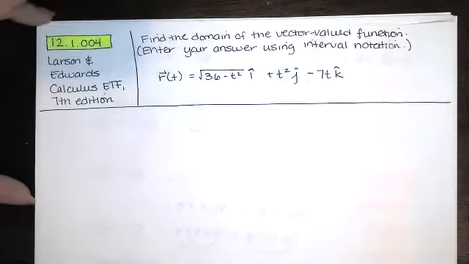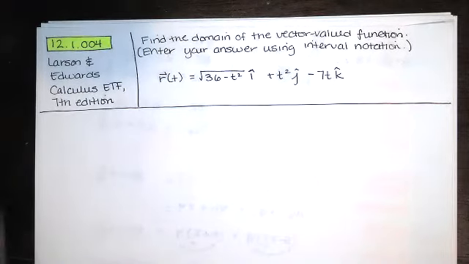In this video, we're solving problem 12.1.004 from the Larson and Edwards Calculus Early Transcendental Functions text, 7th edition. We're asked to find the domain of a vector-valued function and enter our answer using interval notation.